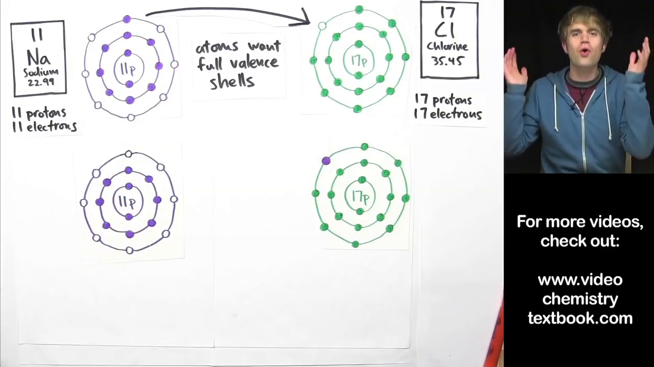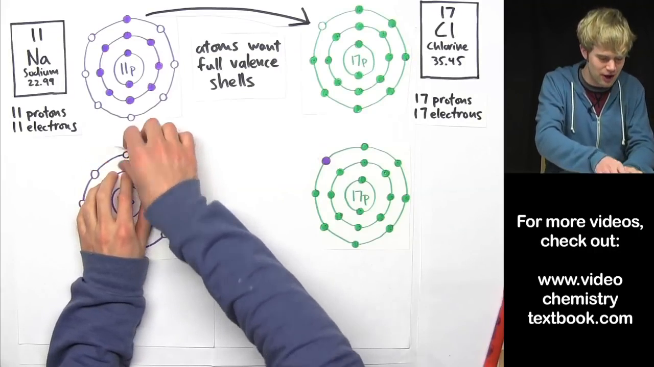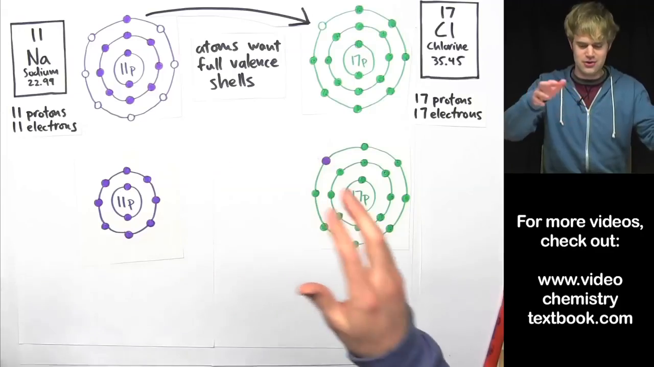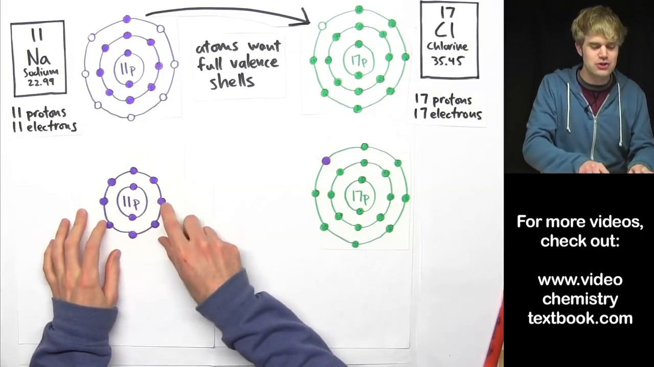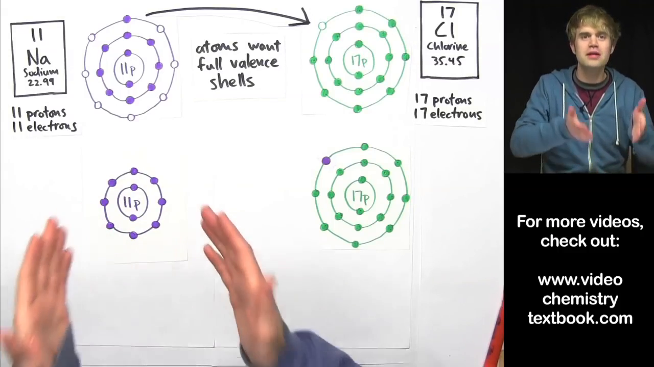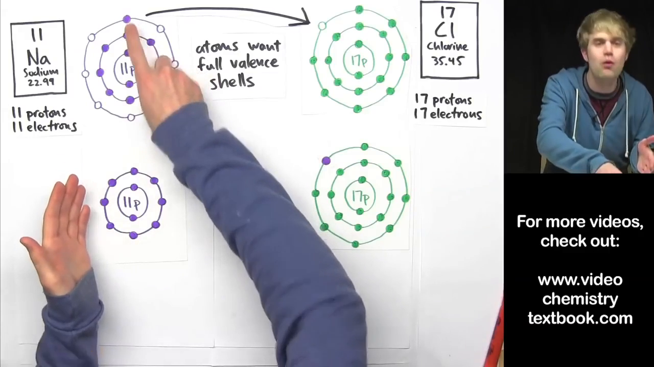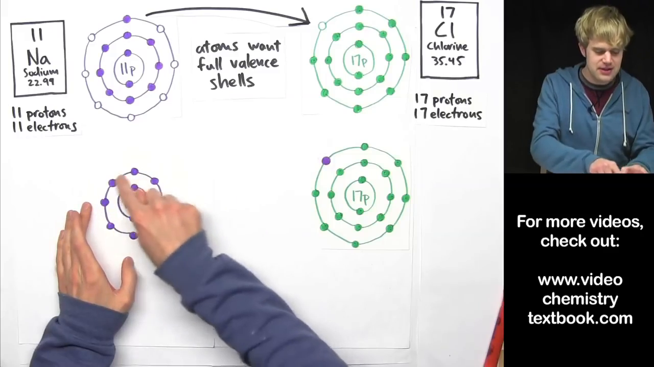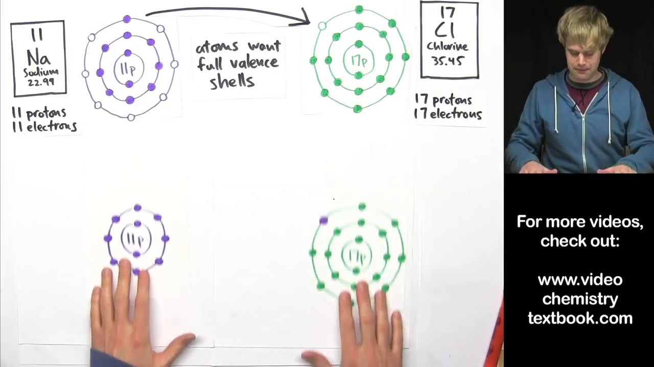Sodium doesn't even have to worry about it anymore. Okay, so it gave away this last electron in its valence shell, and now it's like the valence shell just disappears. And this is now sodium's new valence shell, and check it out. It's totally full. So by giving away that one electron, it could get rid of its whole outer shell, and this is its new valence shell. It's full, and sodium's happy.